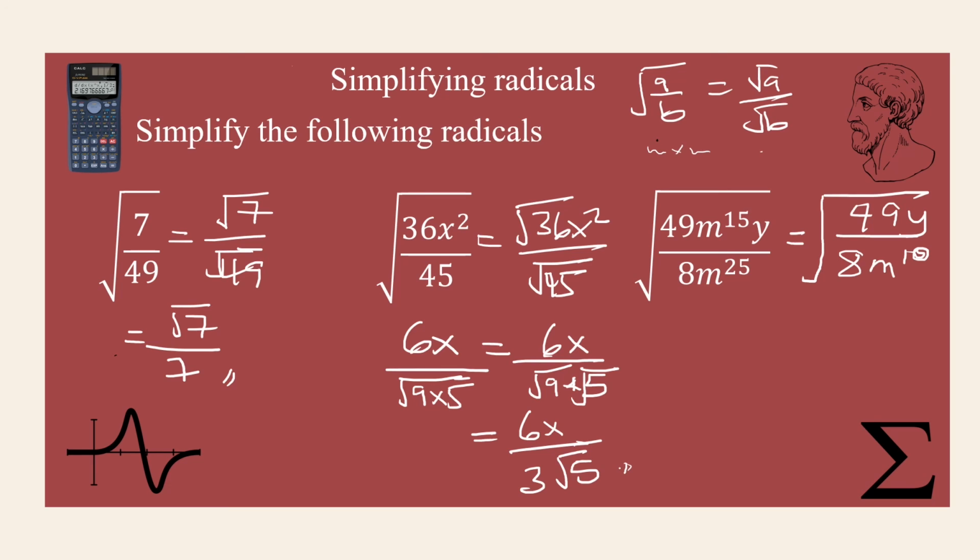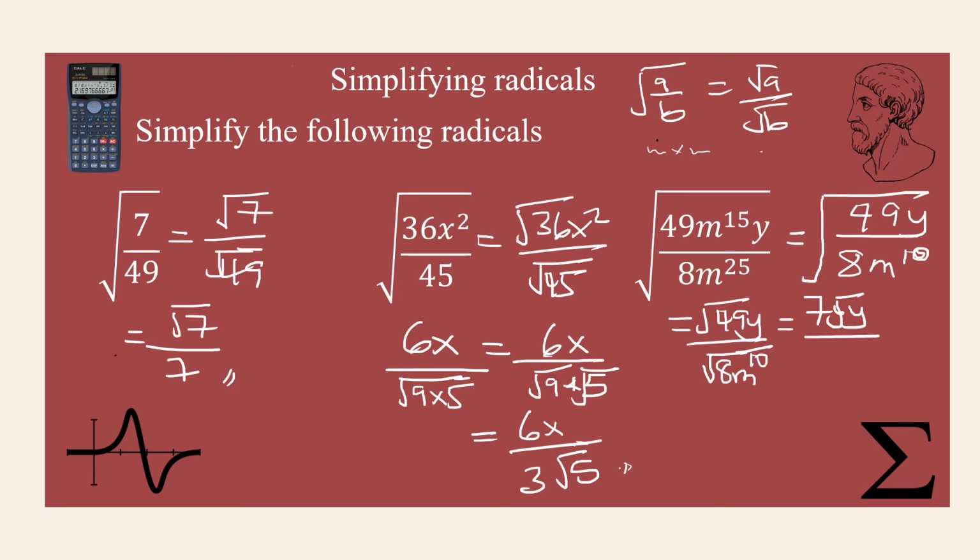Okay, so I have the square root of 49y over 8 times m to the 10. It's a mouthful. Now I can apply my quotient rule and break this up. This gives me the square root of 49y over the square root of 8m to the 10. Awesome. Let's further break this up. I know the square root of 49 is 7, so this gives me 7 square root of y. Okay, I'm done with my top.